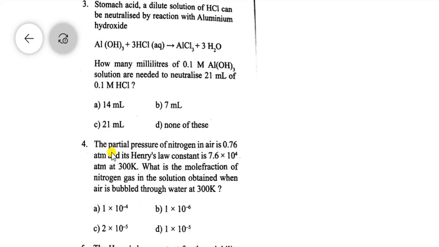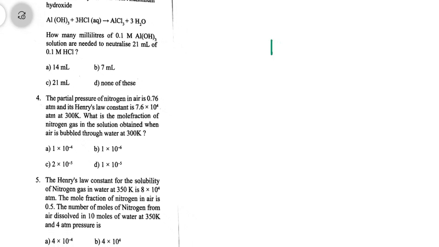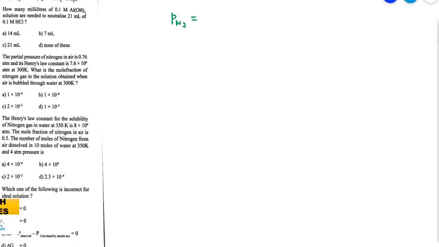Question number 4. The partial pressure of nitrogen in air is 0.76 atmospheric pressure and its Henry's law constant is 7.6 into 10 power 4 atmospheres at 300 Kelvin. What is the mole fraction of the nitrogen gas in the solution obtained when the air is equilibrated with water at 300 Kelvin? It is a very easy relation. The partial pressure of nitrogen is given as the Henry law constant into the mole fraction.